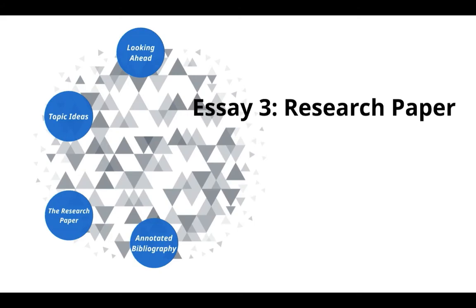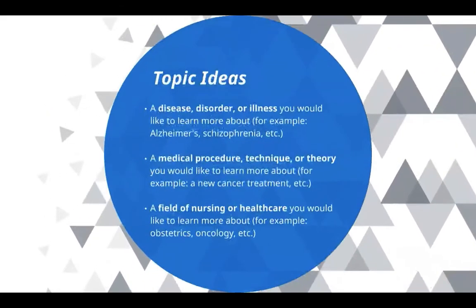As students enrolled in a healthcare-focused college, there is likely some aspect of health or healthcare that drew you to this field. Your SA3 research paper is a great place to explore one of those interests. Some possible topic suggestions for your SA3 research paper include a disease, disorder, or illness that you would like to learn more about. For example, Alzheimer's disease, schizophrenia, body dysmorphia. You could also focus on a medical procedure, technique, or theory that you would like to learn more about. For instance, a new cancer treatment, a new nursing theory.